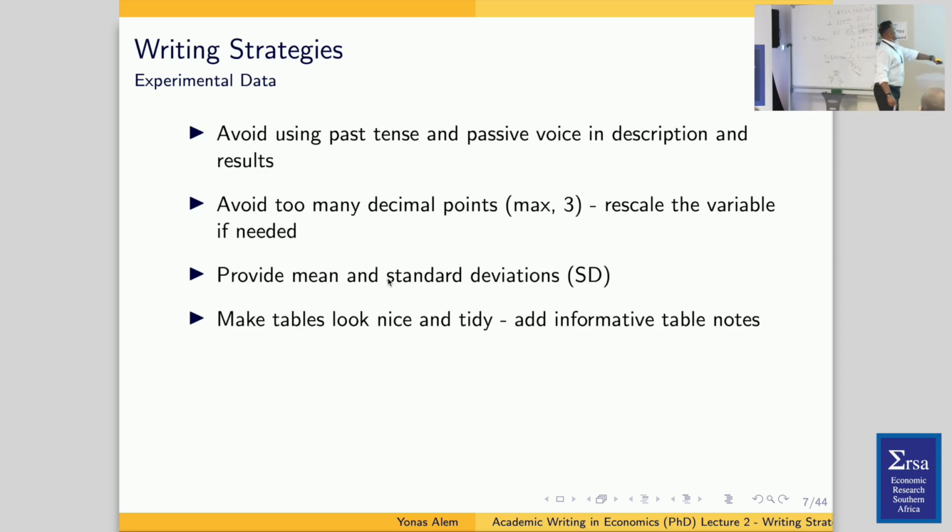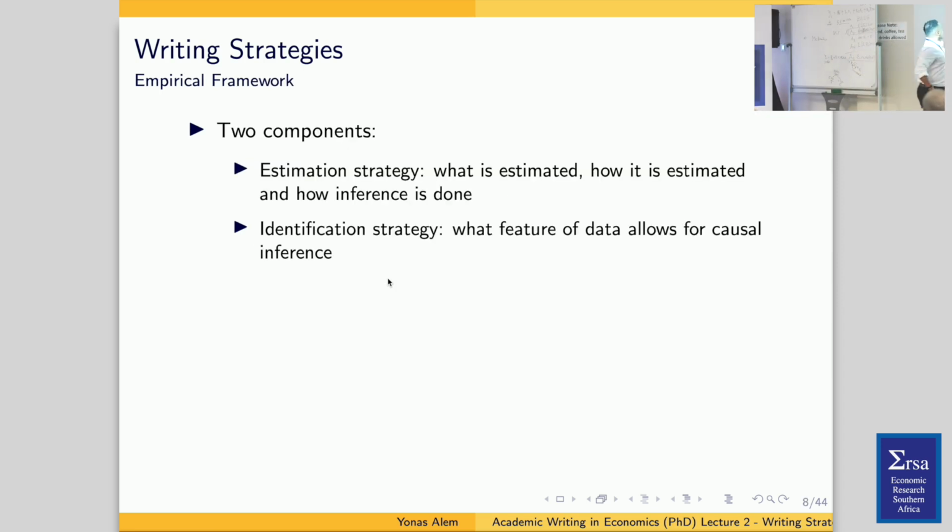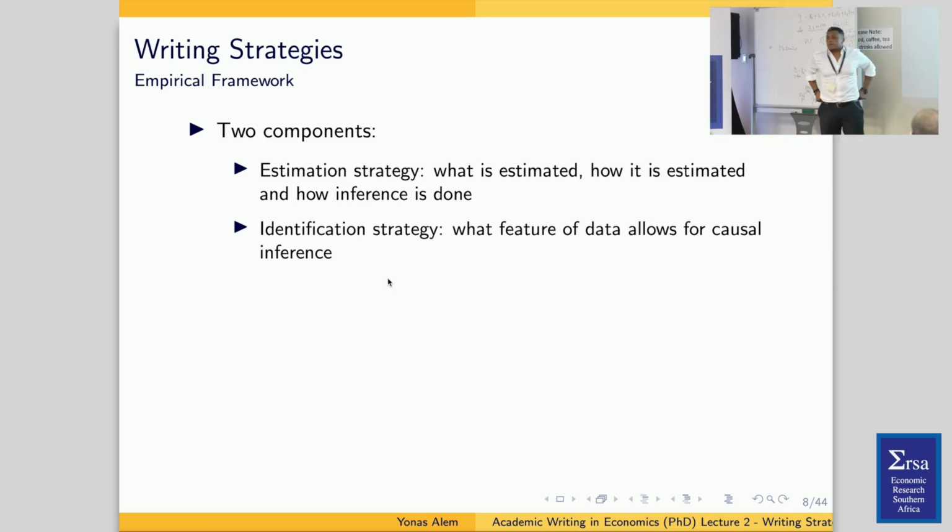All right, so this is the data section. Then you have the empirical framework. This is where you discuss the equation that you're estimating, not the theoretical model. This is more of the empirical model. It has two components, the estimation strategy and the identification strategy. People use them interchangeably, but these are two different concepts.